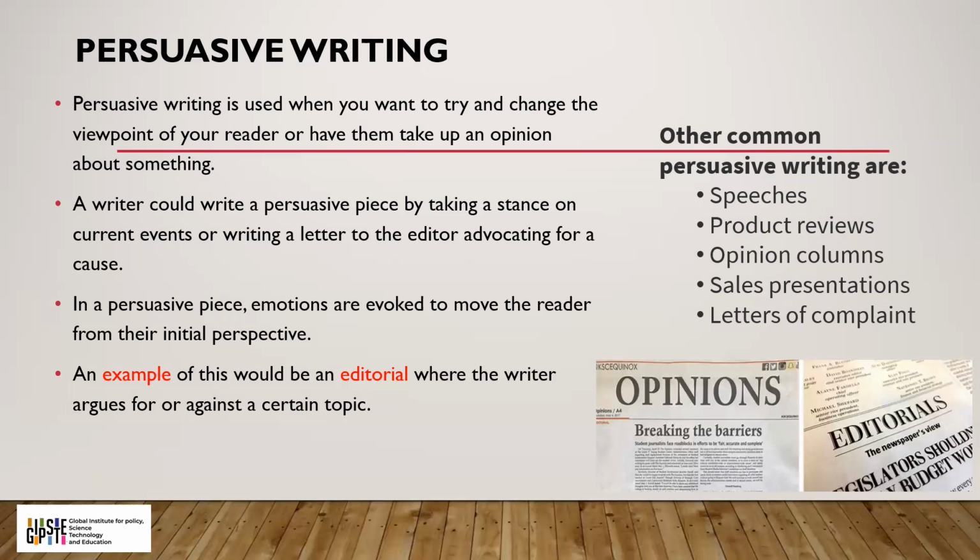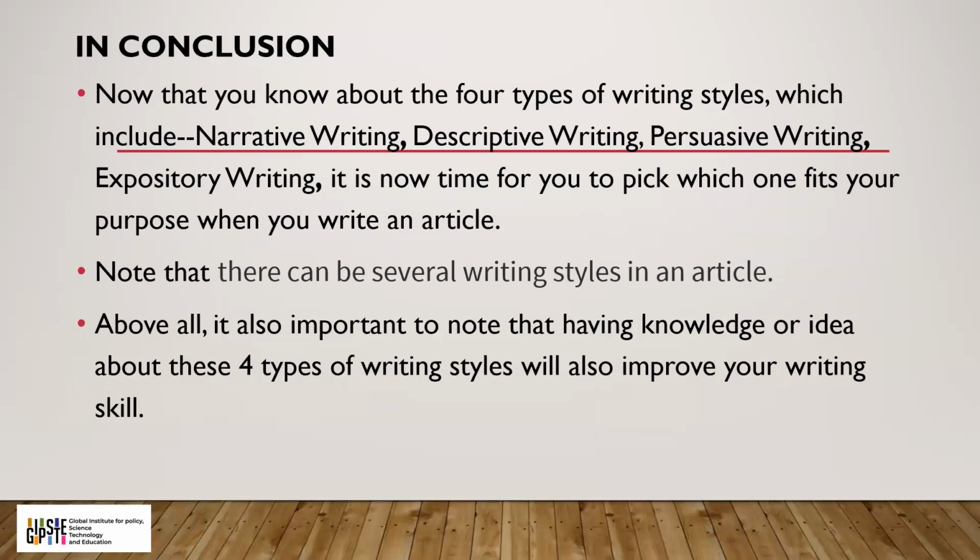Very important. In conclusion, now that you know about the 4 types of writing style, which include narrative writing, descriptive writing, persuasive writing, and expository writing, it is now time for you to pick one, the one that fits your purpose when you write an article. Sometimes you can combine 1 or 2 styles depending on the purpose, what you want to write. Know that there can be several writing styles in one article, or maybe you can adopt only one, depending on what you want to communicate.